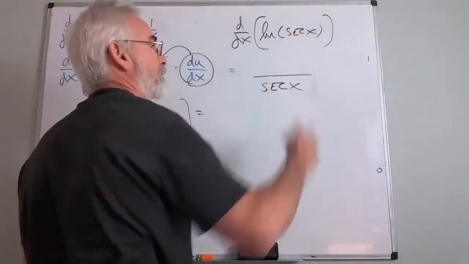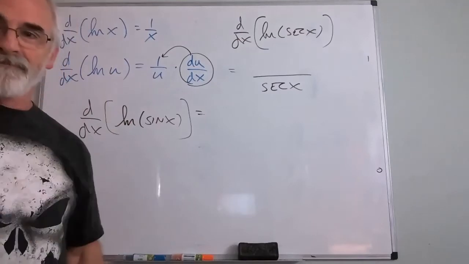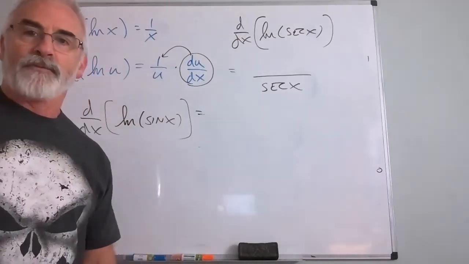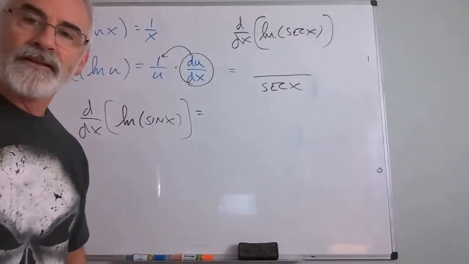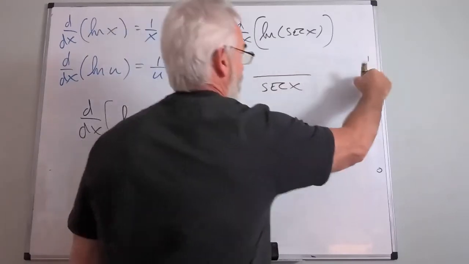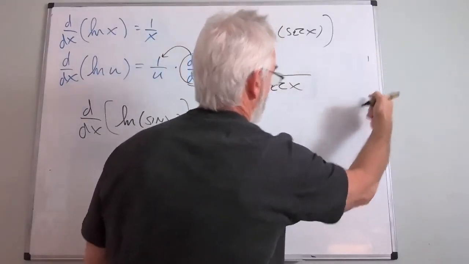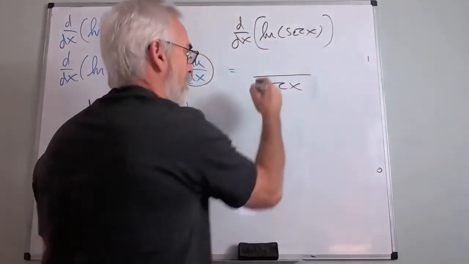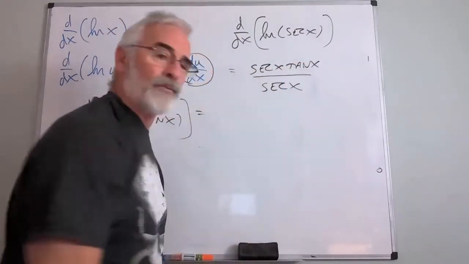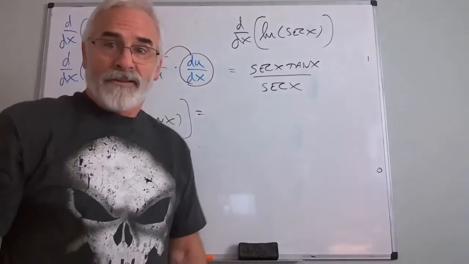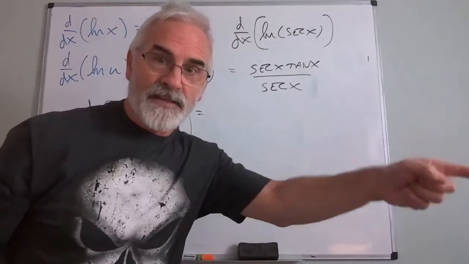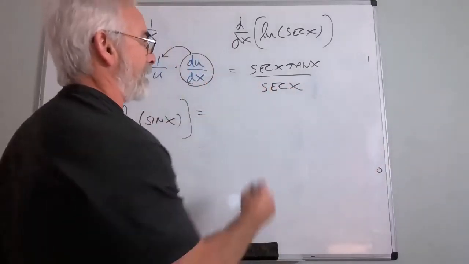What's the chain rule factor? What's the derivative of secant? Blurt it out. You guys all know it. What's the derivative of secant? Secant tan. So I'm going to write 1 over secant times secant tan, and then in the next step, I'm going to write secant tan in my numerator. Or, this is my point, can I just go ahead and put it in my numerator right then and there? Yeah, you can always do that. It's 1 over secant times secant tan, which is the same thing.